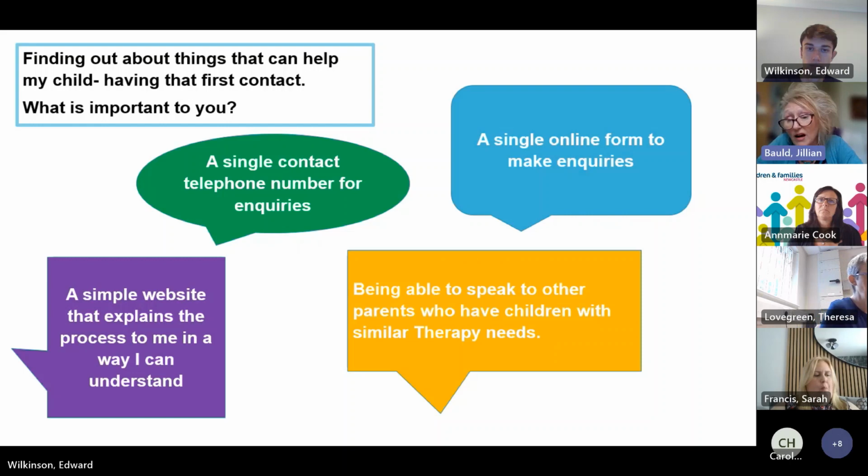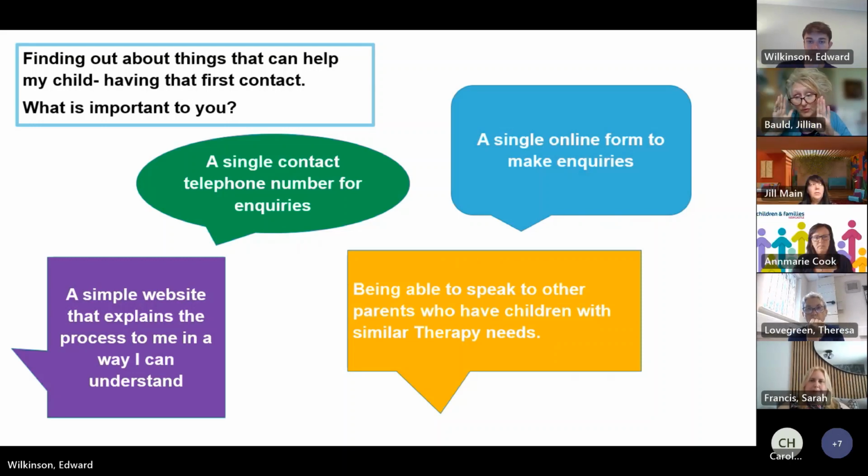And being able to speak to other parents who have children with similar therapy needs. So there's something about how we can support that to happen. Those are the things that came out about that first contact, and we're hoping that you might be able to give us some other ideas as well, and that's just a starting point really. So those speech bubbles are in the workshop outline, and you can photocopy them off, and they can just be sat underneath those level of importance cards. Okay, next slide, Ed.